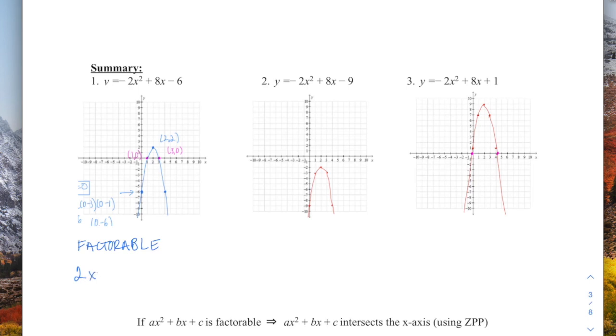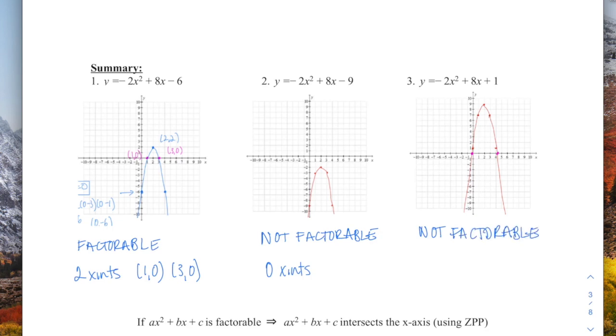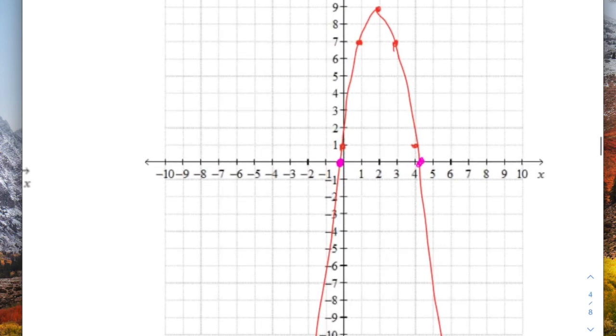And we notice here we have 2 x-intercepts, and those intercepts are (1, 0) and (3, 0). We notice for number 2 that it was not factorable. We also notice that there were no x-intercepts. In the last one, this one was also not factorable, and we can see that there are 2 x-intercepts. But here's the thing, we don't know what they are. And if I take a closer look at these x-intercepts, we can see that actually they're really ugly values.